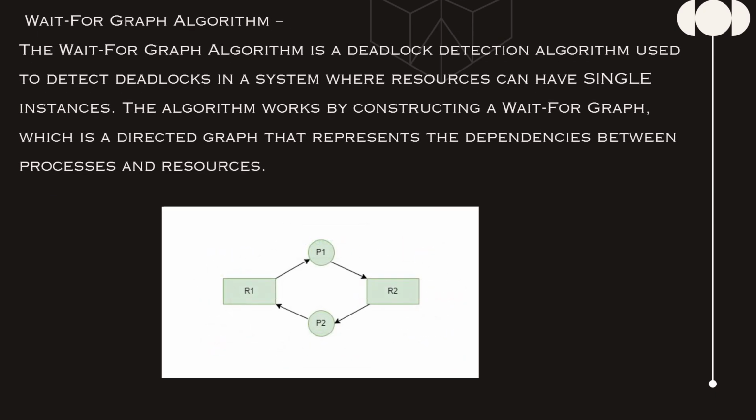Let us have a look into the wait for graph algorithm. The wait for graph algorithm is a deadlock detection algorithm used to detect deadlocks in a system where resources have single instances. The algorithm works by constructing a wait for graph, which is a directed graph that represents the dependencies between processes and resources.